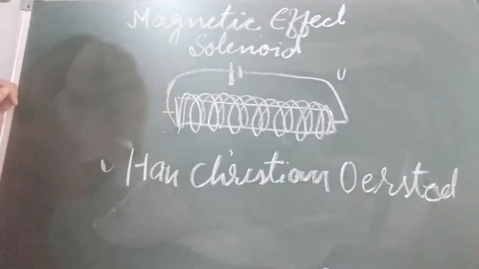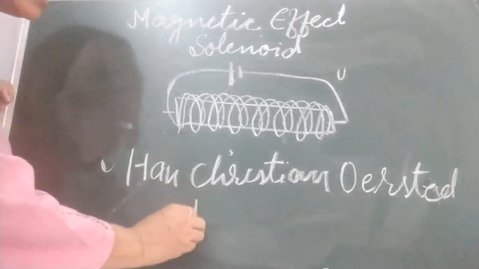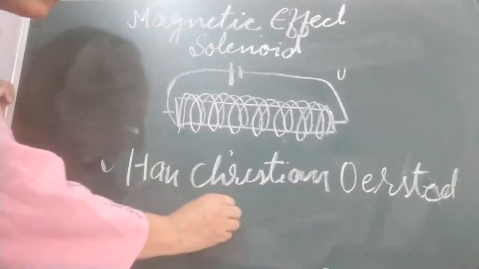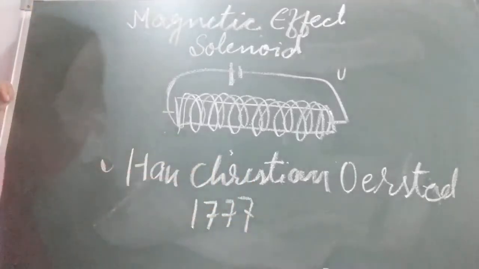What did he discover? The magnetic effect of electric current. First. In which year? 1777. The first time this man discovered the magnetic effect of electric current. He demonstrated that a magnetic needle gets deflected when it is brought near a current carrying wire.